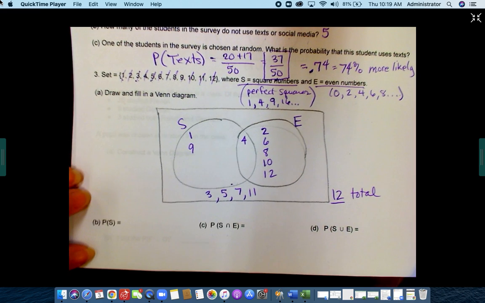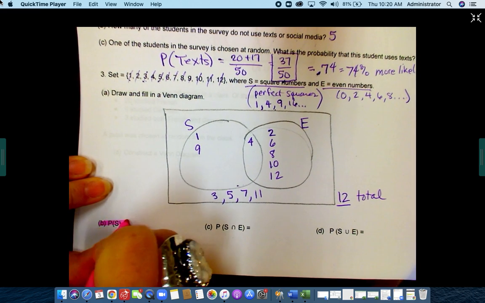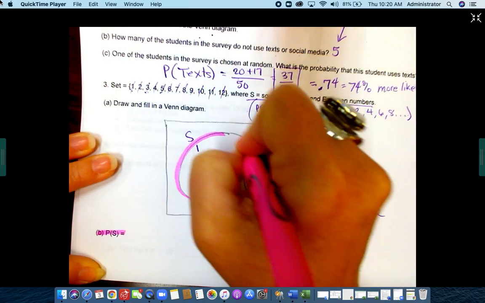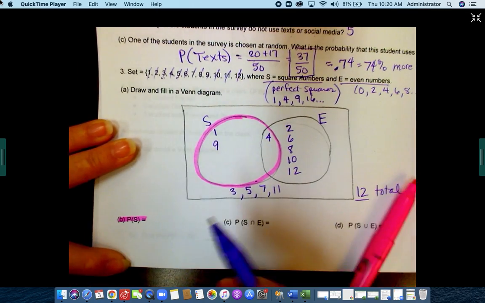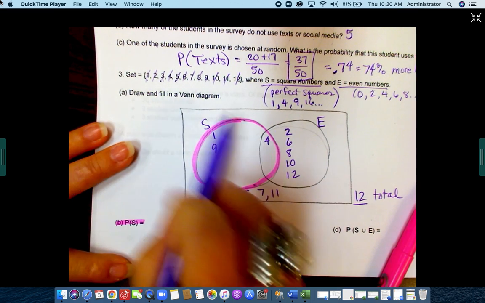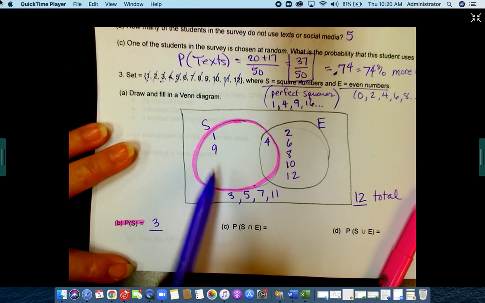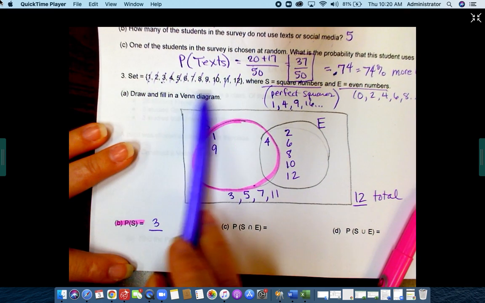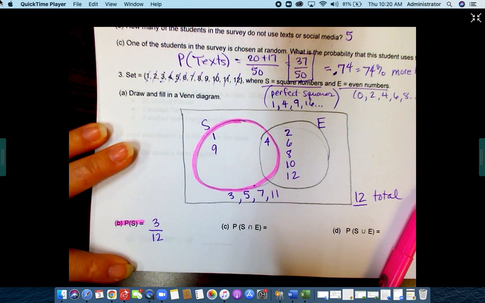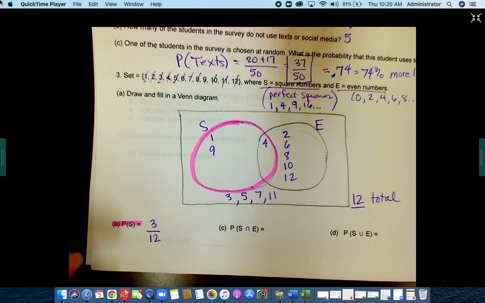So on the first one, they're simply asking us, what is the probability of being a perfect square? Well, all these numbers are perfect squares. How many of them are there? There are 1, 2, 3 numbers from this set of numbers that are perfect squares. So the probability of one of these numbers being a perfect square is 3 out of the total 12.